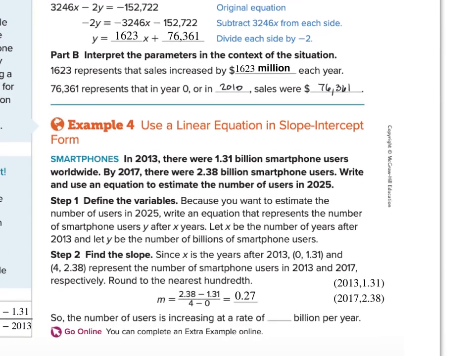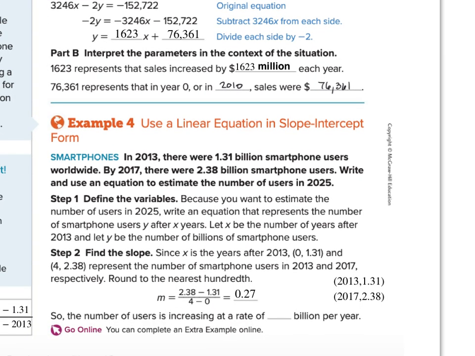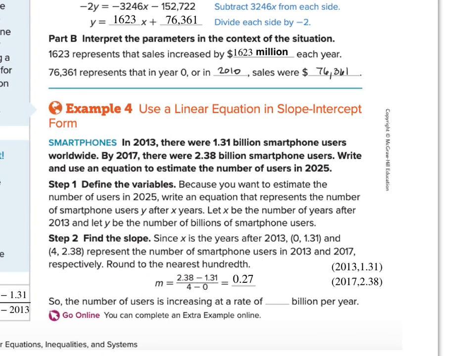Using an equation, a linear equation in slope-intercept form, smartphones. In 2013, there were 1.31 billion smartphone users worldwide. By 2017, there were 2.38 billion smartphone users. Write and use an equation to estimate the number of users in 2025. Okay, so what is my variable? X is going to be my years, and Y would be the number of smartphone users.